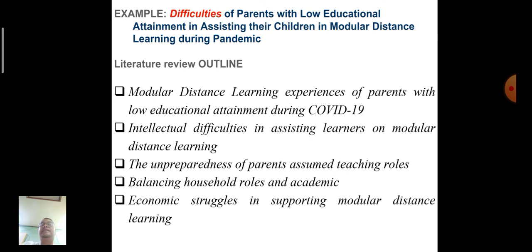Okay, so for example, before you do your literature review, make an outline. In fact, this outline is based on your research questions, statements of the problem, or objectives, with the same title on the difficulties of parents. So you have the outline here. You place the purpose of the literature review in the beginning, or in the end, or both. That's particularly what the outline is for the literature review.